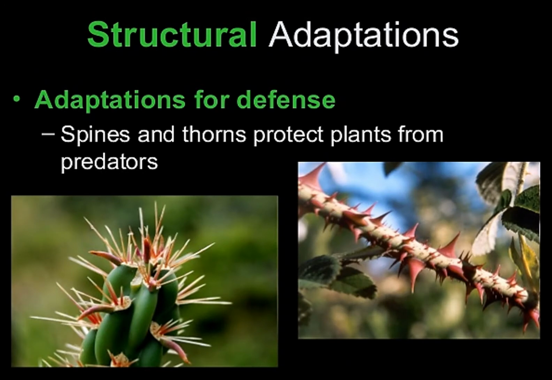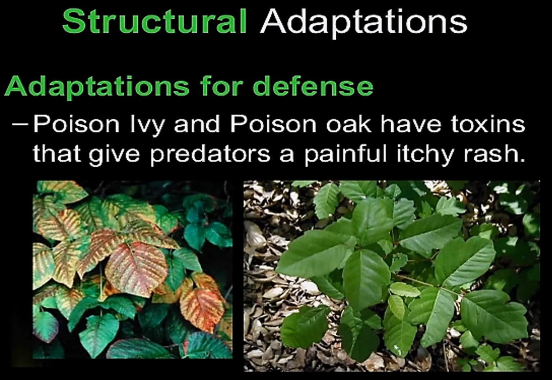We also have structural adaptations for defense, like spines and thorns to protect plants from predators. Look at this poison ivy and poison oak. They have toxins that give predators a painful itchy rash.